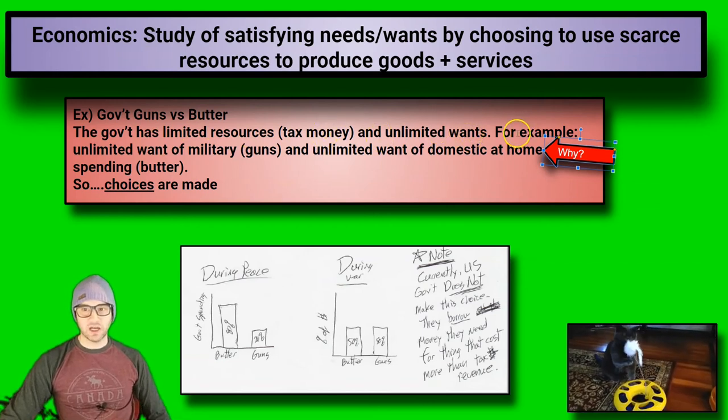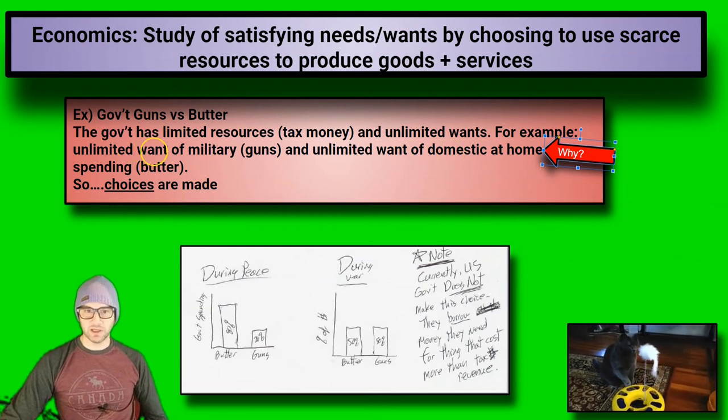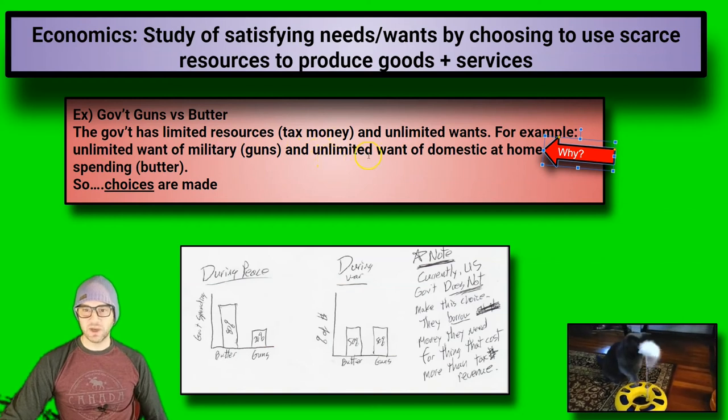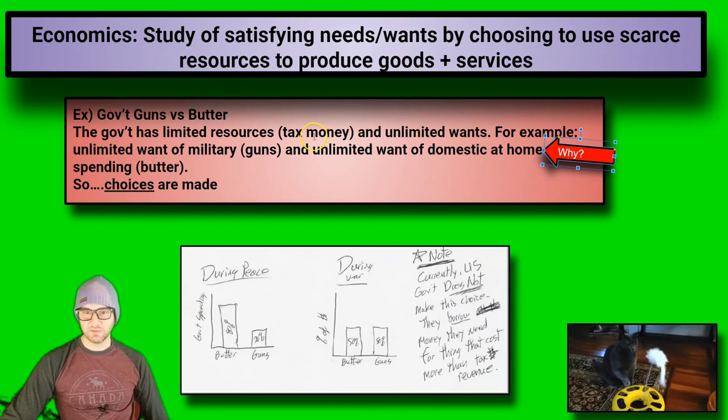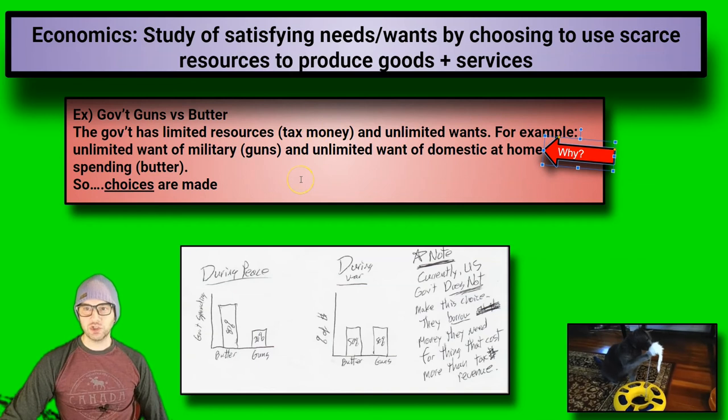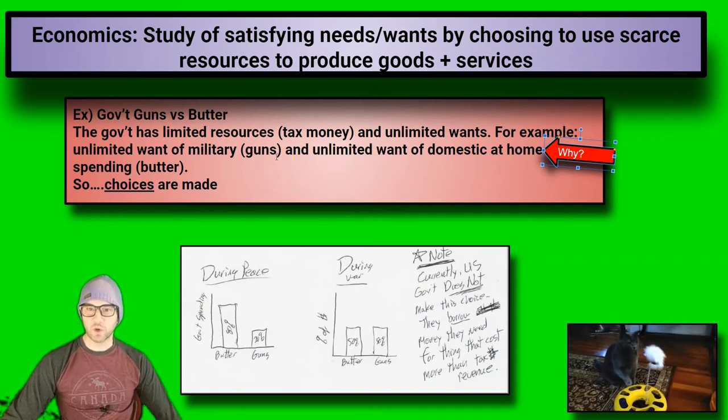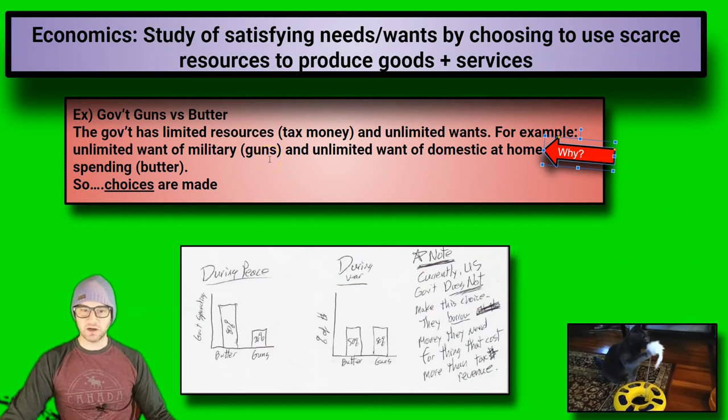For example, the government, given the choice, would have an unlimited military, guns, and they would also unlimitedly spend money on domestic and at-home spending. We call that butter. But since resources, tax money, are limited, they must choose to use the scarce resources of money to produce guns and butter, military and domestic spending, and they have to make a choice of where to put their money. So this is the very basic governmental economic choice. And so the choices are made.